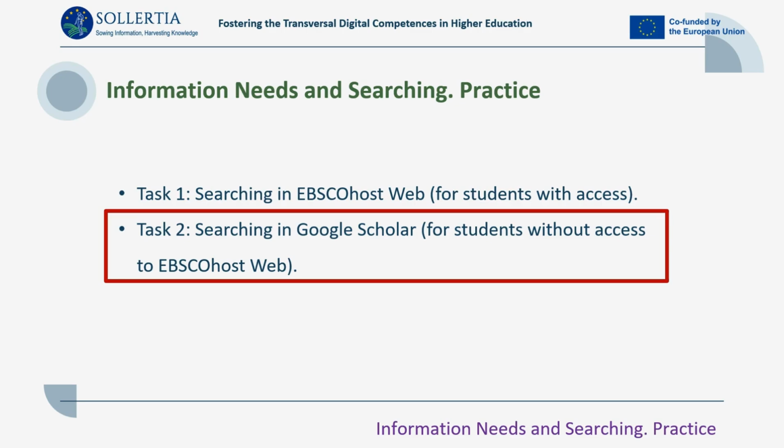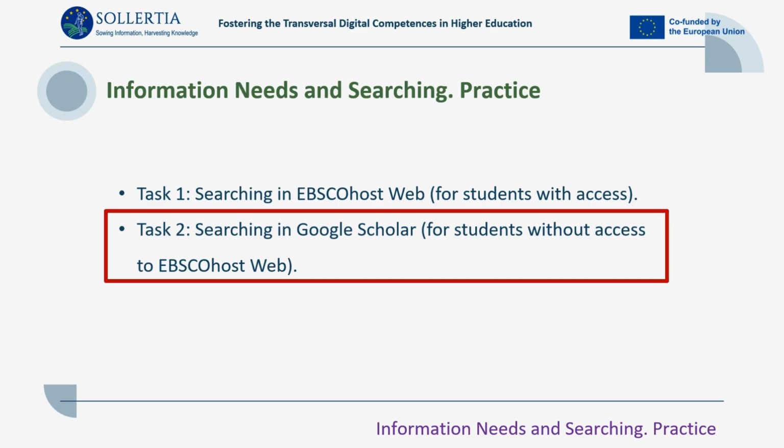Unlike EBSCOhost Web, Google Scholar does not organize content into structured subject categories or databases. Instead, it relies on keyword searches to retrieve relevant results. Because of this, using precise search terms, applying filters, and evaluating sources carefully is crucial to finding high-quality academic materials.